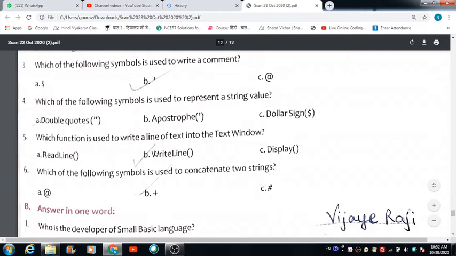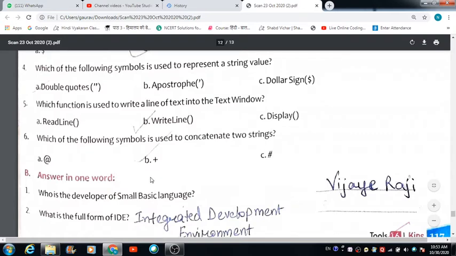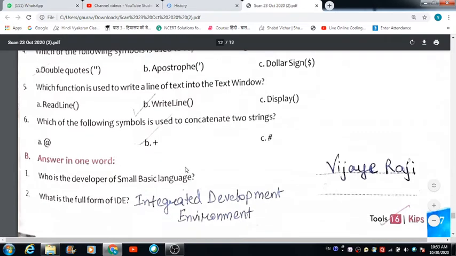Fifth part is right line, and for the sixth one you have to tick mark this B part. This is a concatenation operator we use for concatenating two strings.